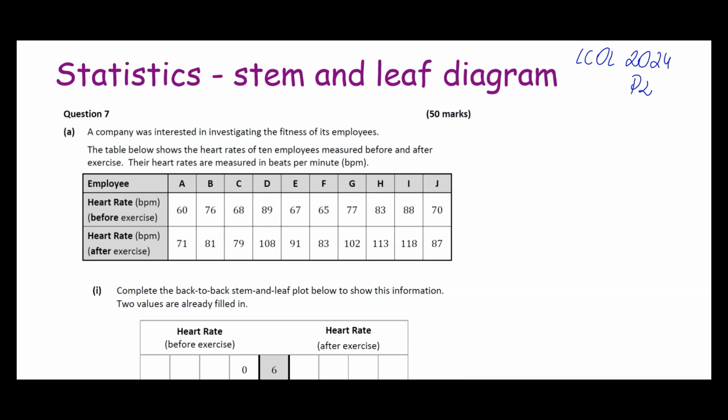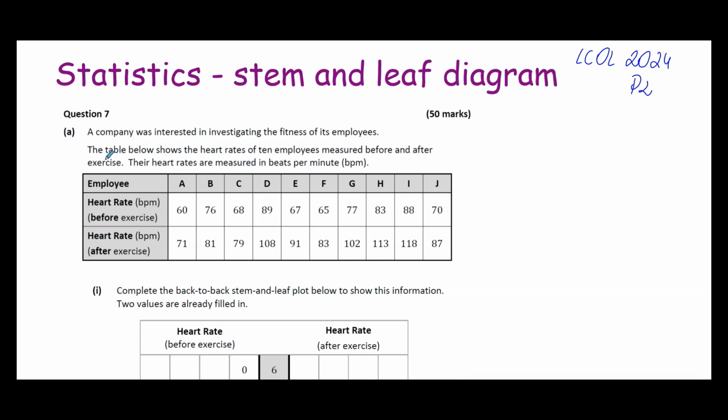Stem and leaf diagram part of your statistics. Let's see. A company was interested in investigating the fitness of its employees. The table below shows the heart rate of 10 employees measured before and after exercise.